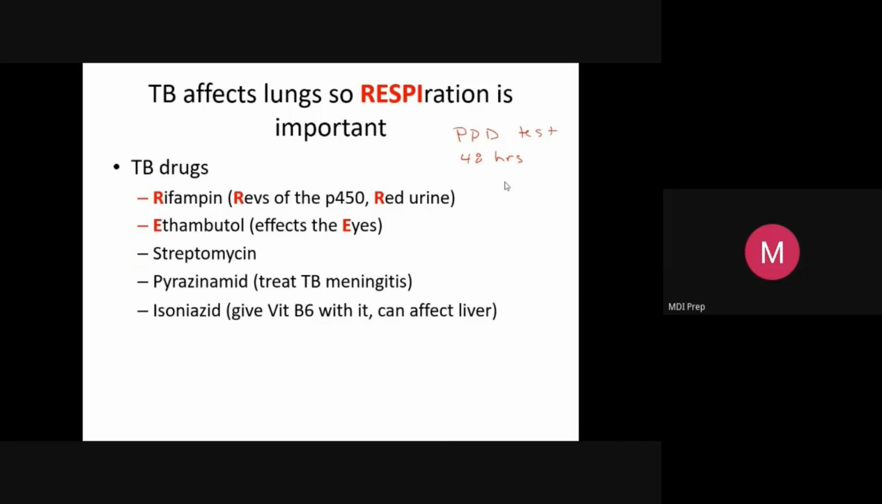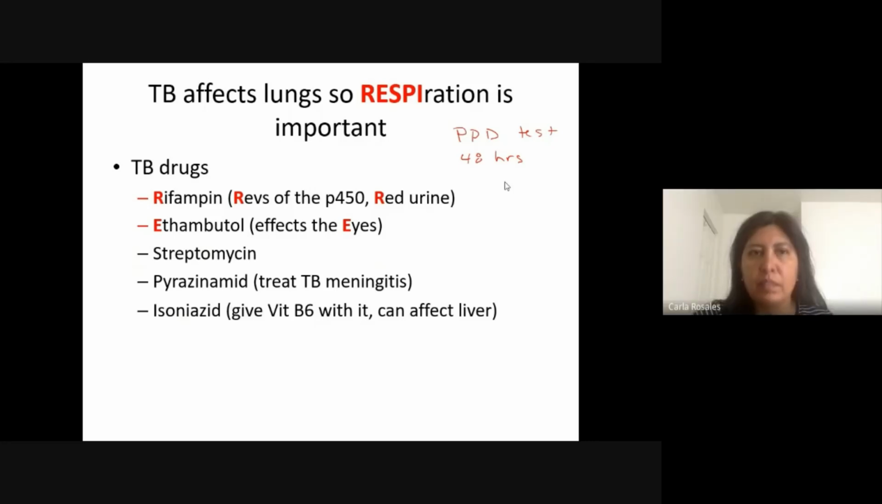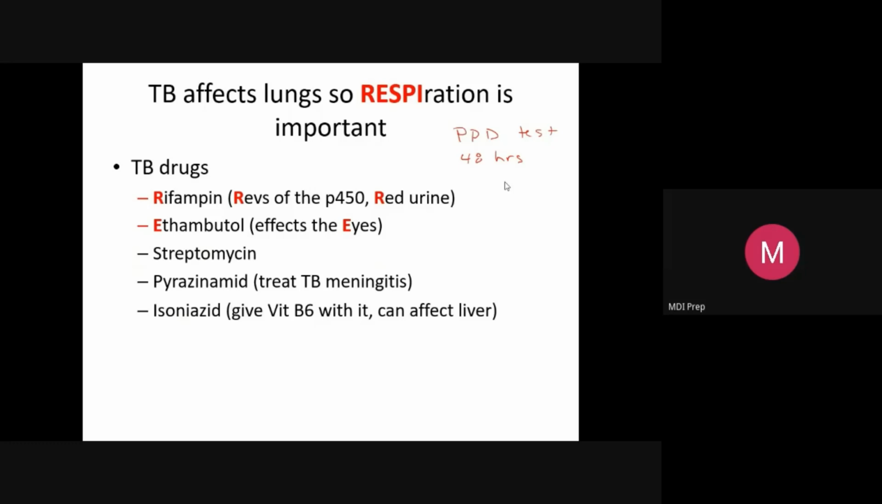So then you have to go and get a chest x-ray. If the chest x-ray is positive, then that means you have TB. Do you understand that? Key things. The way you test for TB is a PPD test. And then you wait 48 hours to see if it is positive. If it is not positive, you don't worry about it. If it is positive, then you get a chest x-ray to confirm it. If the chest x-ray says it's positive, then you need to start TB drugs.